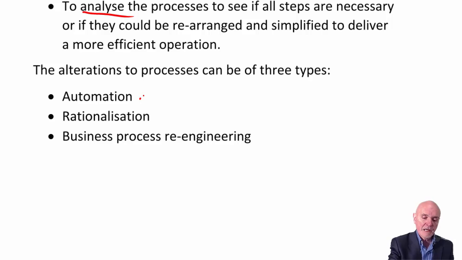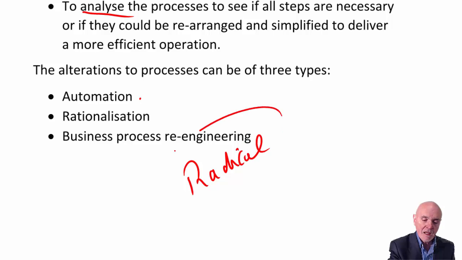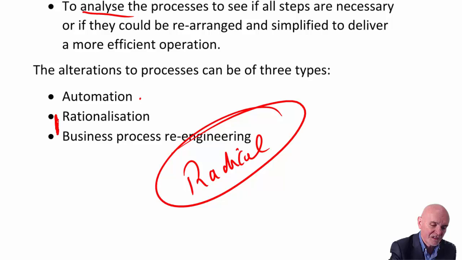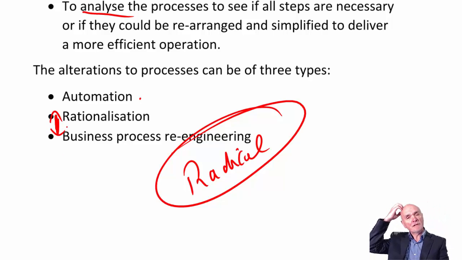Business process re-engineering is a very radical change to the way things are done. Some people say that just-in-time inventory, where you don't keep any inventory, is essentially a business process re-engineering approach, so radically different from having inventory. Some people say it's just rationalization. There is no hard distinction between these two. It's really a matter of degree.